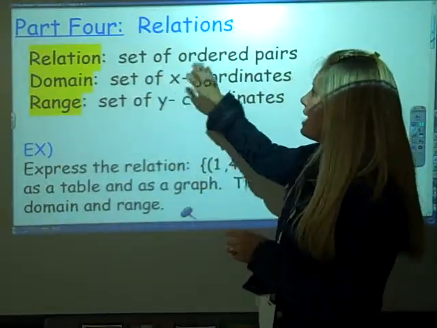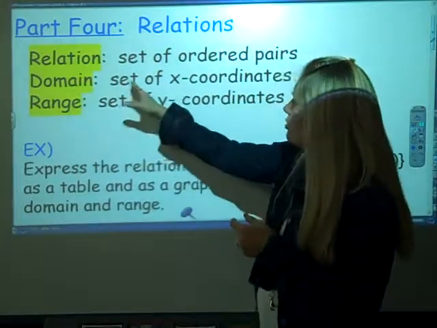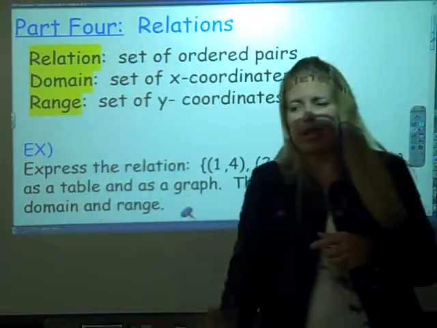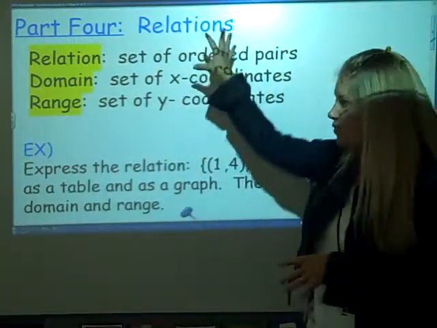Part 4, relations. These are some vocabulary words. A relation is just a set of ordered pairs. Okay, you just need to know what that is. Domain are the set of x coordinates. Those are just what the x's are. And range are the set of y coordinates. So put these vocabulary words down.